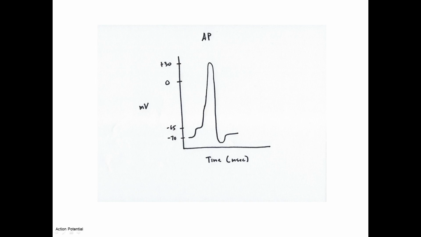Potassium having a high concentration inside, low concentration outside. Potassium will rush out of the cell. We call that a huge efflux of potassium, carrying positive charge with it, and the membrane potential plummets back down to a negative 70 millivolts. At negative 70 millivolts, that's the signal for the voltage-gated potassium channels to close, and the sodium-potassium pumps reestablish their gradients.